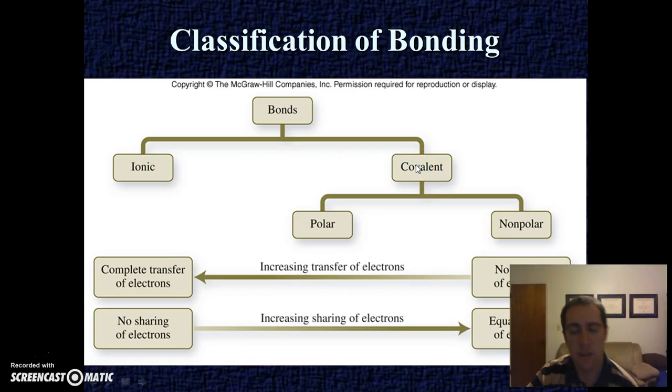Then look at the elements. If everything is the same element, or carbon and hydrogen, it's nonpolar. If there's more than one element, at least two different elements, it's polar.